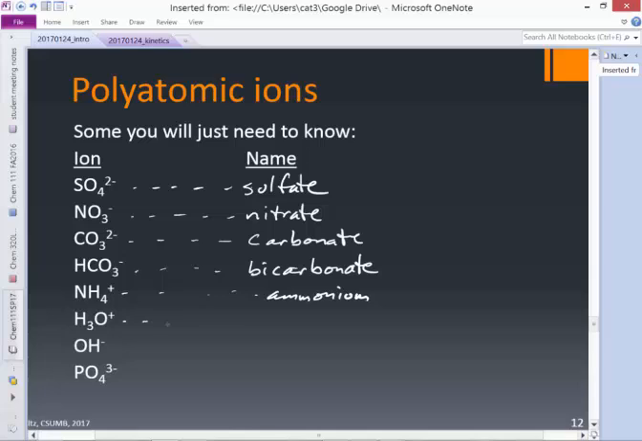H3O plus. Hydronium. Nice. OH minus. Hydroxide. Good. Perhaps one of the more important biological ones, phosphate. There are more, but these are by far the most common, so these are the ones we'll work with.